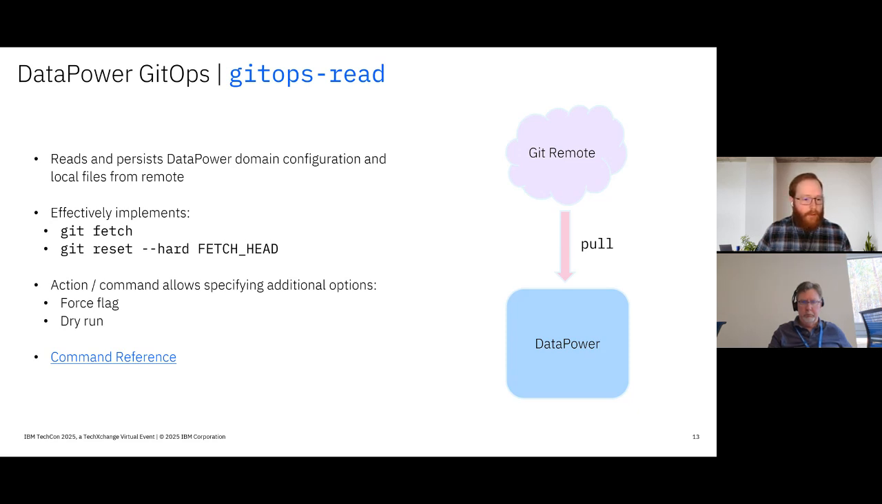And the force flag here will ensure that if there's anything locally that might conflict with the remote, the force flag on read will basically ensure that you do a force reset to whatever is on the remote. So it's a way to ensure that the DataPower is exactly matching what is declared on the remote. And this is actually how the read-only mode works: it uses a force read to ensure that in read-only mode, your DataPower configuration exactly follows what is on the remote.